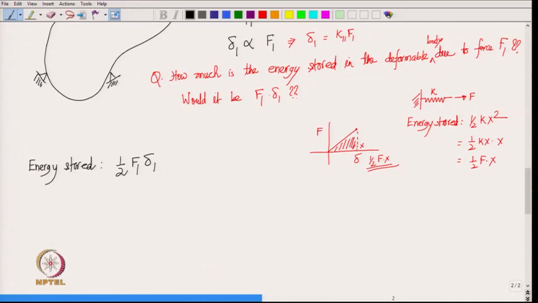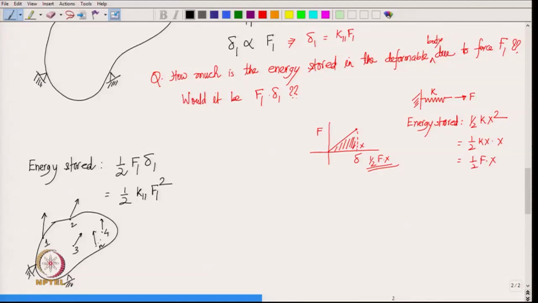Okay. And then delta 1 is K11 into F1. So, this becomes half of K11 into F1 square. So, that was due to single force, but suppose that now you have multiple forces acting at different points, point 1, point 2, point 3, point 4 up to point n. So, at each point you have forces acting, and you can measure also the corresponding displacement.